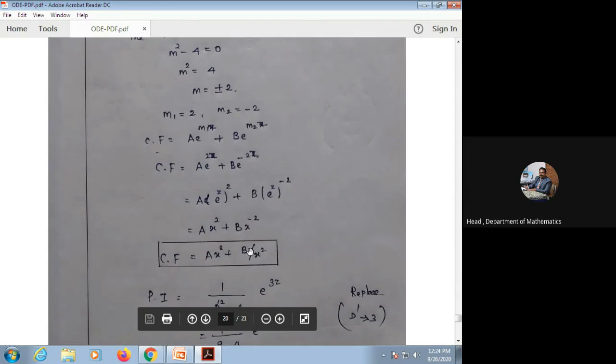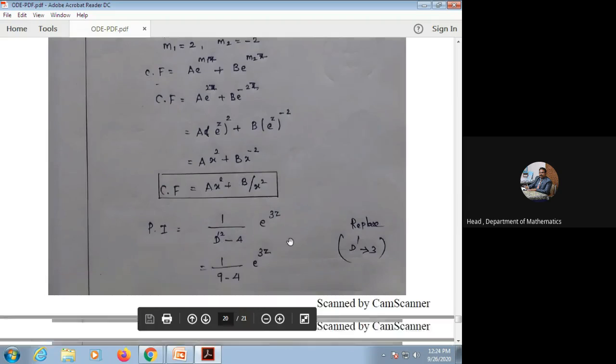How do we change it to x form? I have to write a e power 2z as a into e power z whole power 2. Similarly, for b, I write e power z whole power minus 2. What is the e power z value? x. So a into x square. Here also the e power z value is x, so x power minus 2, which goes to the denominator, that is x power plus 2. Therefore, the complementary function is a x square plus b by x square. This is the complementary result.